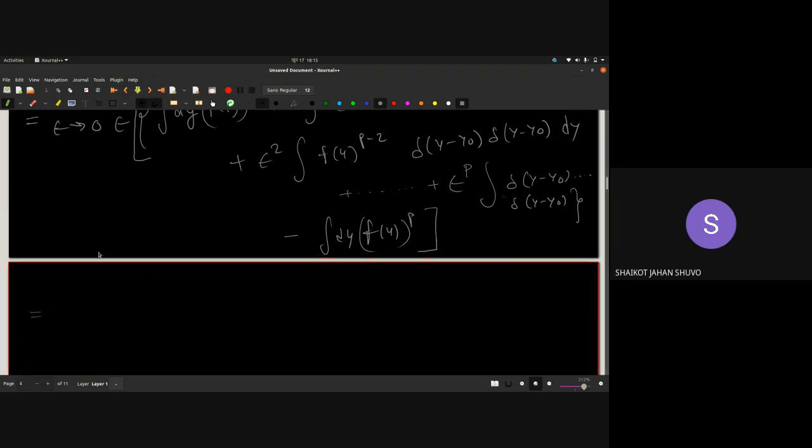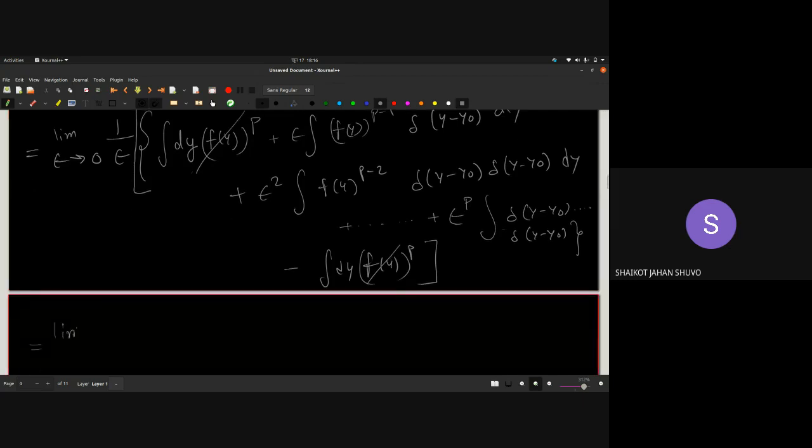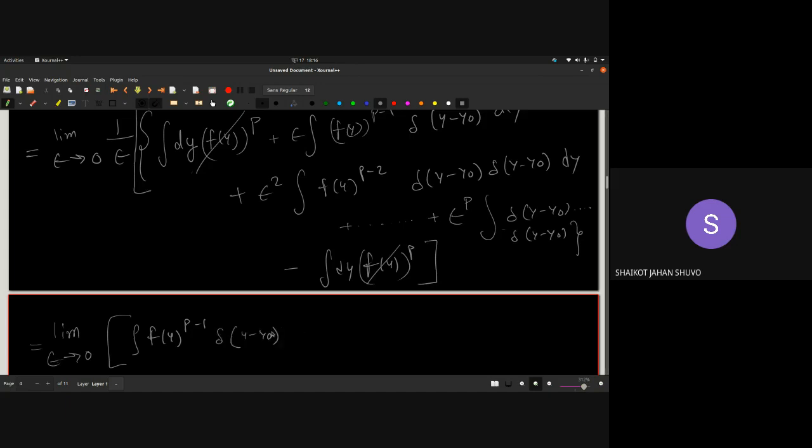Now multiply this whole thing with 1 by epsilon, and also note that this term and this term cancel out. So this will be the limit as epsilon goes to 0. The first term is now, again I'm multiplying with 1 upon epsilon with all these terms, okay? মানে 1 by epsilon টা আমি জাস্ট ভিতরে ঢুকাই দিচ্ছি। সো ফার্স্ট epsilonটা কাটা চলে যাবে। You have this integral of f of y p minus 1 delta of y minus y0. Then you have this dy.